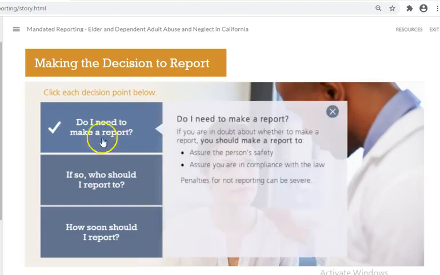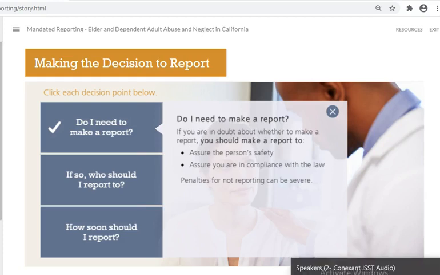First, you must decide if you need to make a report, and this decision can be complex. If you are in doubt whether a report is necessary, you should make a report to assure the safety of the person in question and to assure that you are in compliance with the law. Penalties for mandated reporters who fail to report suspected abuse or neglect can be severe.